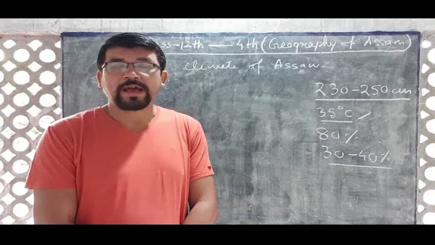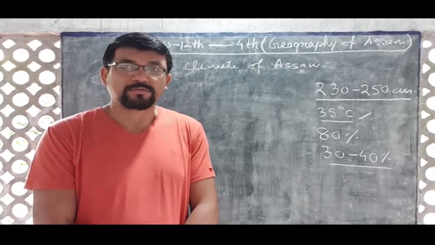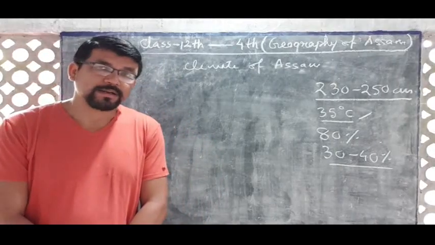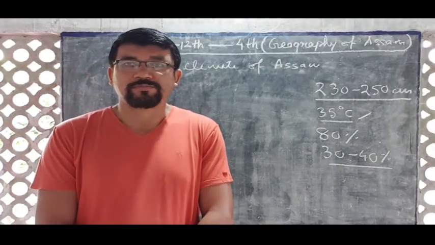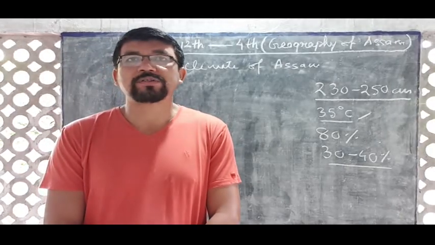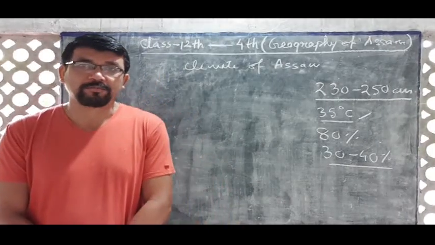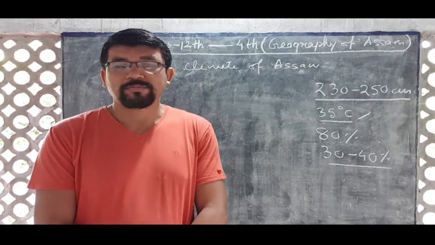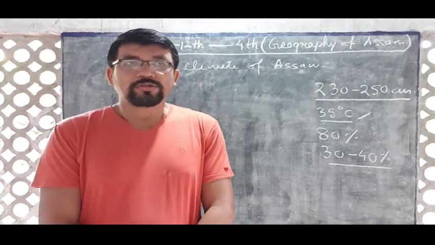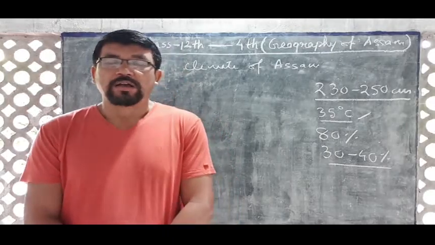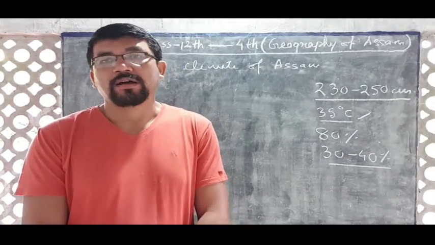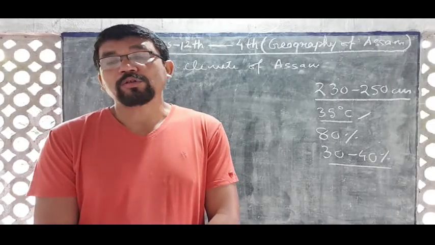The monsoon has two different types. One is called northeast monsoon and the other is called southwest monsoon. Southwest monsoon is coming from Indian Ocean, from the Bay of Bengal and Arabian Sea. Therefore, lots of rainfall occur all over India during this southwest monsoon.